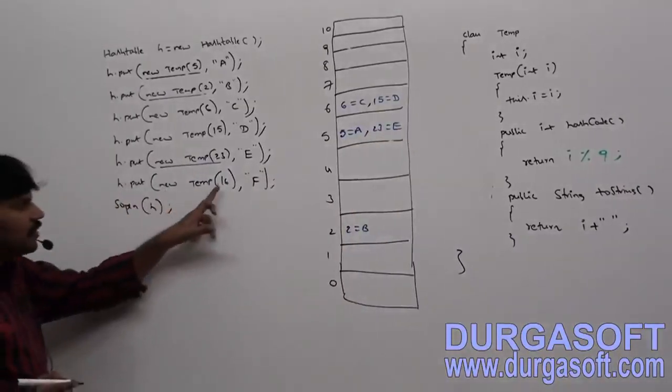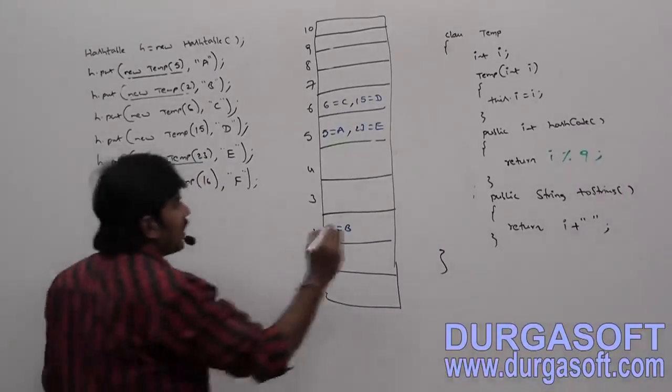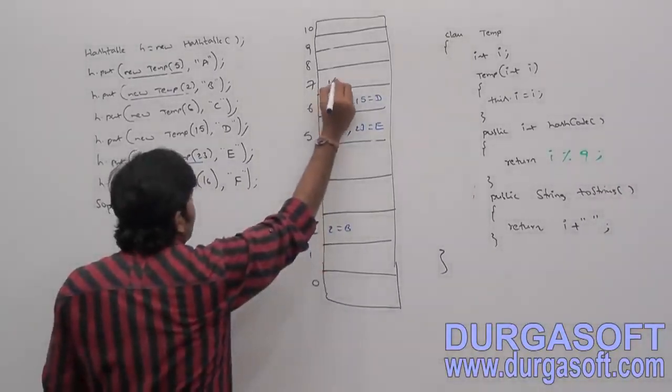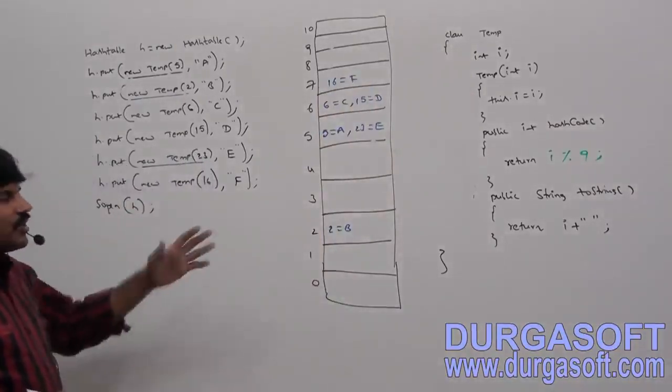Next, new Temp of 16, F. What is the answer? 16 percentage 9 is 7. In the seventh number bucket, 16 is equal to F. Are you getting it? Now, can you tell what the output is?